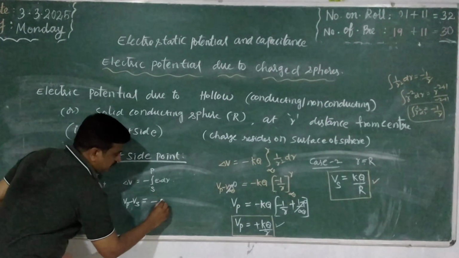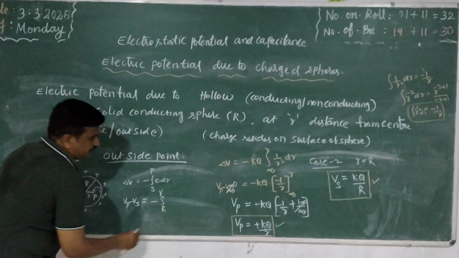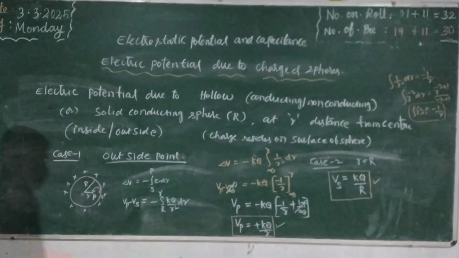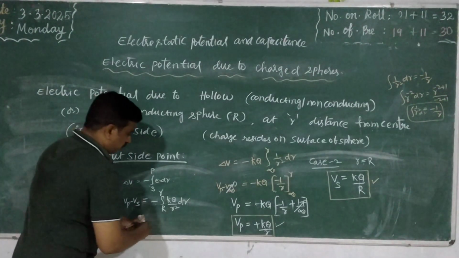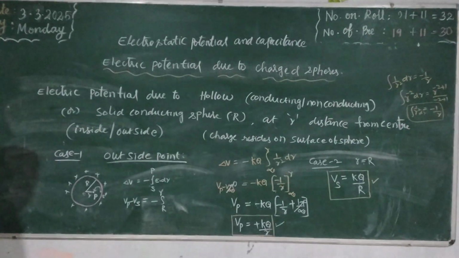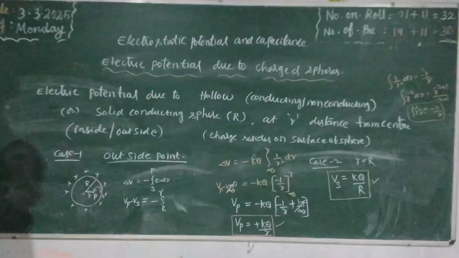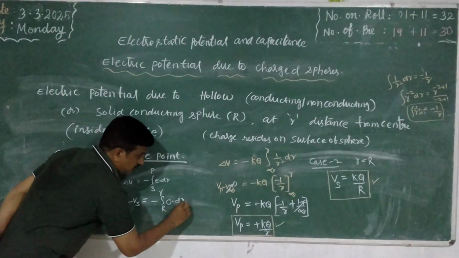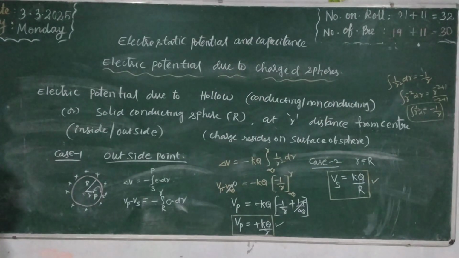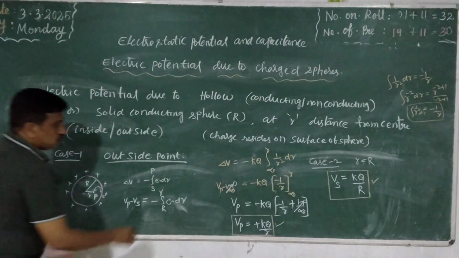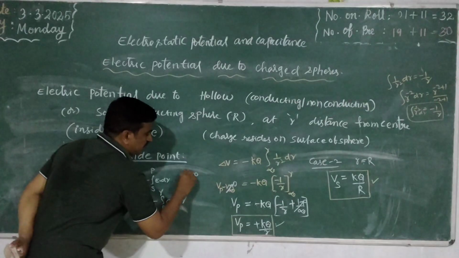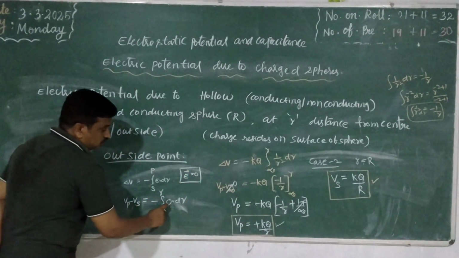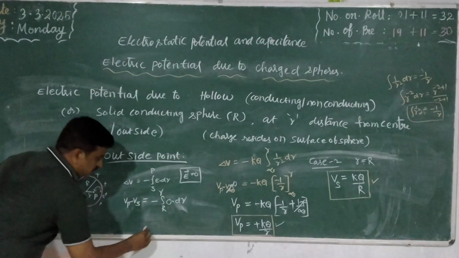So we can write minus integral from capital R to small r of E, which we know already is KQ by R square, dr. Sorry, one minute. The electric field inside a solid conducting sphere, or a hollow conducting or non-conducting sphere, is zero. Sorry, not KQ by R square. So what is the electric field inside the sphere? Zero. So we take the integral from capital R to small r of 0 into dr, and 0 into dr means 0.